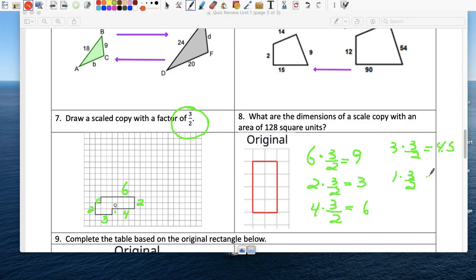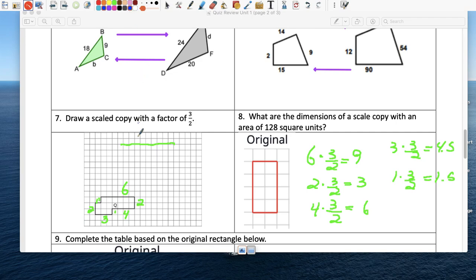And 1 times 3 over 2 is just going to be 1.5. So now you don't have to guess. So if you were to draw this, right? So now you have all their measurements. So the side that measures 6, it's not 6 anymore, it would be 9. So let's count. 1, 2, 3, 4, 5, 6, 7, 8, 9. That's the side that measures 6.